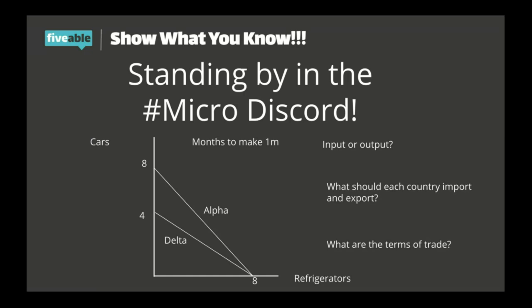All right, what I'd like you to do is, we've got 6 minutes left, and I want you to take a shot at this one. We've got cars and refrigerators. We've got country Alpha and country Delta. Is it input or output? It's the months to make 1 million, either cars or refrigerators. And what should each country import and export? And what are the terms of trade? I am going to give you a minute just to see how much you can do.